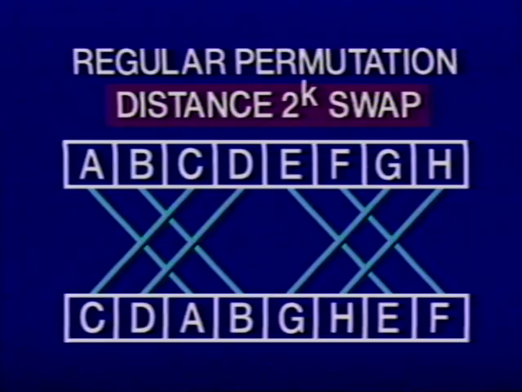Permutations of this form are very often seen as steps in algorithms such as the fast Fourier transform and in various sorting algorithms. A hardware architecture that is capable of performing all distance 2 to the k swaps turns out to be equivalent to a hypercube, which is one of the reasons why the hypercube is very popular as an underlying hardware architecture for algorithms of this style, because it can easily achieve many of the interesting permutations on data that are necessary building blocks for these algorithms.